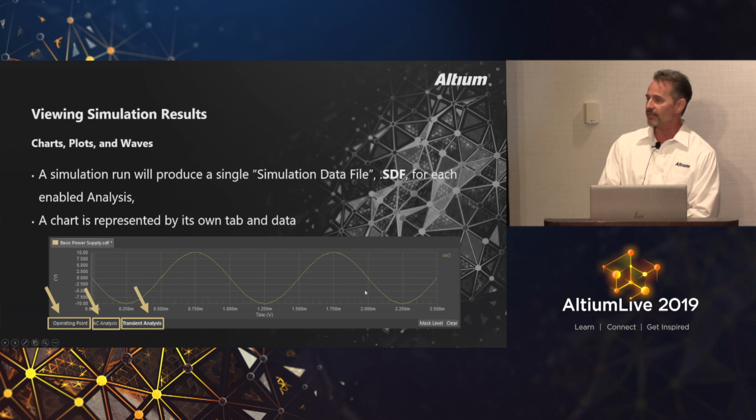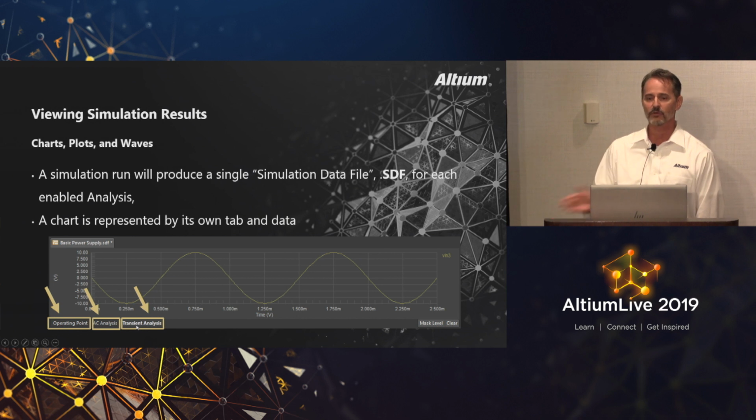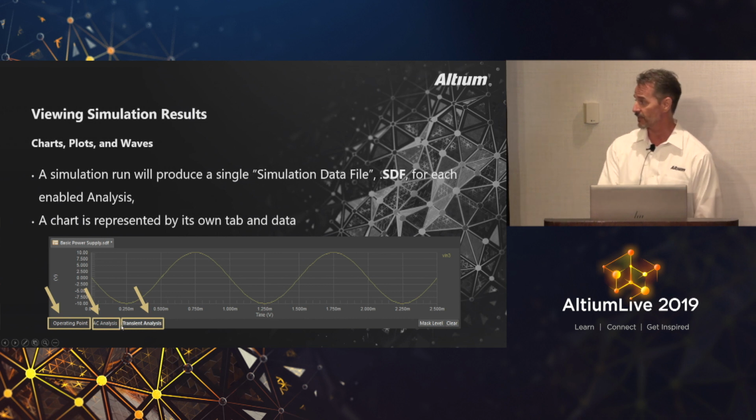Now, for each enabled analysis type in the waveform, it'll create its own separate chart, which is represented by tabs of data. So down at the bottom, where I have these little arrows pointing, each one of these represents its own chart, which corresponds to a separate analysis. So I've got the operating point, an AC analysis, and a transient analysis, which is a time-based analysis. Clicking on each one will then show the corresponding data for that analysis run. So it'll have its own set of waveforms available to display.